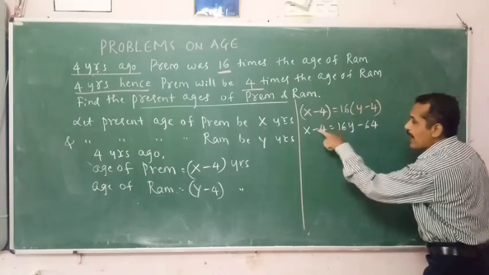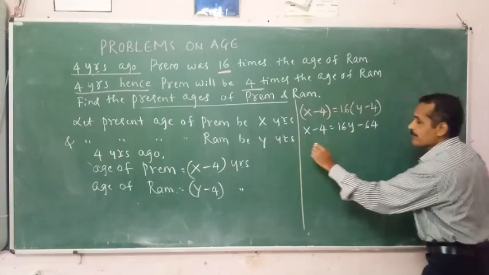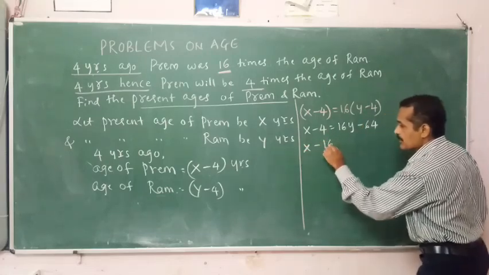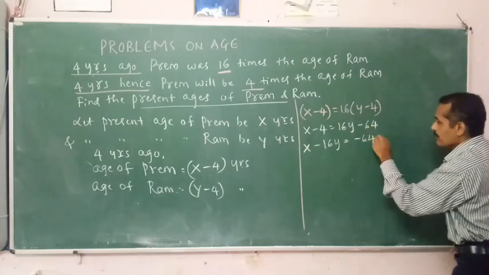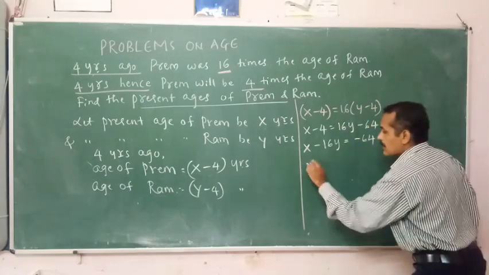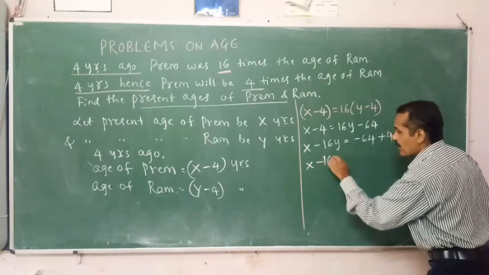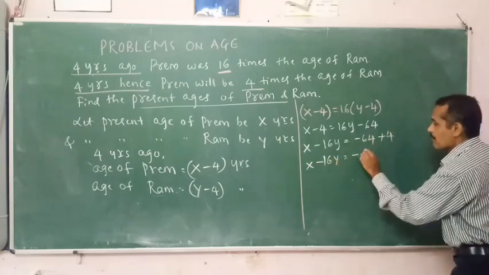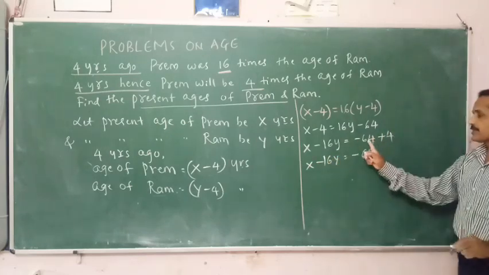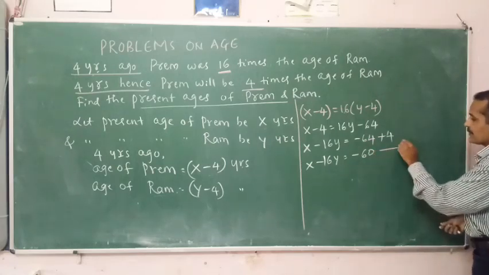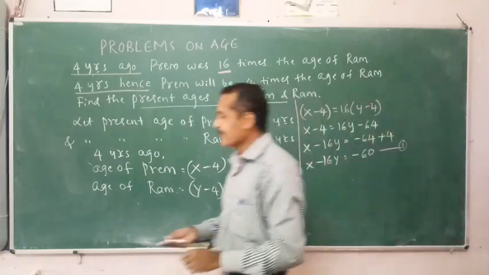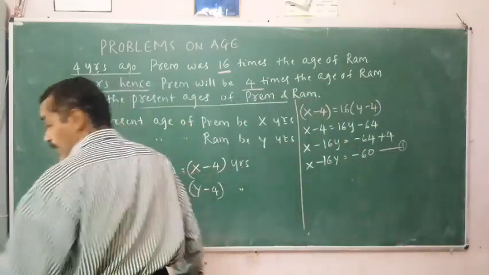Okay, I will bring y to this side and the number to this side. x minus 16y is equals to minus 64 plus 4. x minus 16y is equals to minus 60. Minus 64 plus 4 gives you minus 60. Call this equation number 1. Equation number 1. Now what will I do?